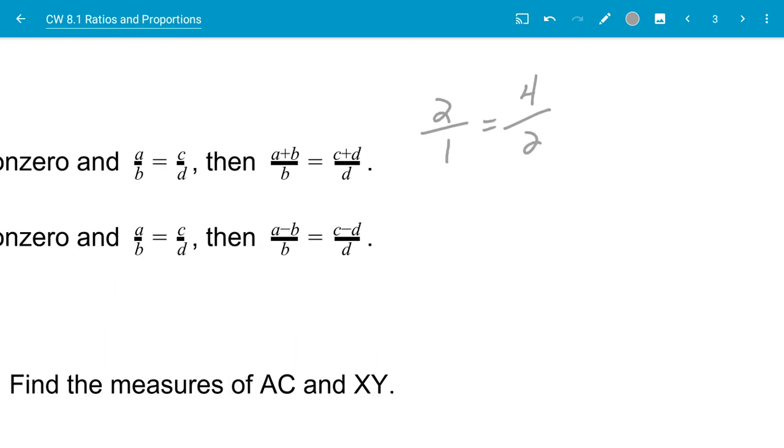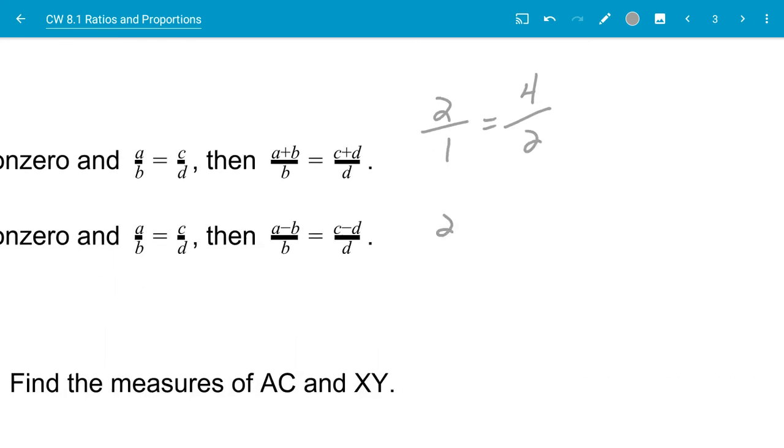And what this is saying on this first one is if I take the 2 and add it to my denominator, 2 plus 1 over 1 is equal to 4 plus 2 over 2. That's going to give me 3 over 1 is equal to 6 over 2. And you can look at that and tell that, yeah, that's still true. It's kind of cool. We'll use this corollary a little bit later on.